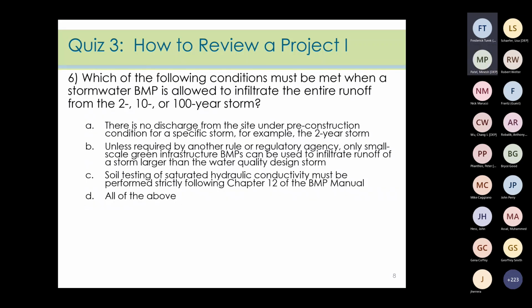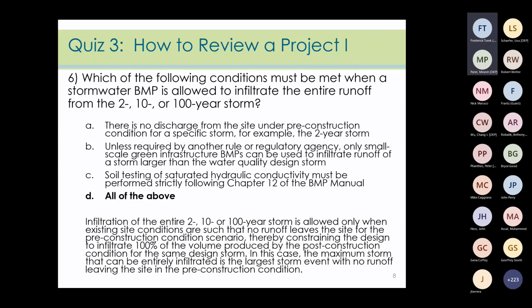Question 6, which of the following conditions must be met when a stormwater BMP is allowed to infiltrate the entire runoff from the 2, 10, or 100-year storm? And the answer to that is D, all of the above. Infiltration of the entire 2, 10, or 100-year storm is allowed only when existing site conditions are such that no runoff leaves the site for the pre-construction condition scenario, thereby constraining the design to infiltrate 100% of the volume produced by the post-construction condition for the same design storm.